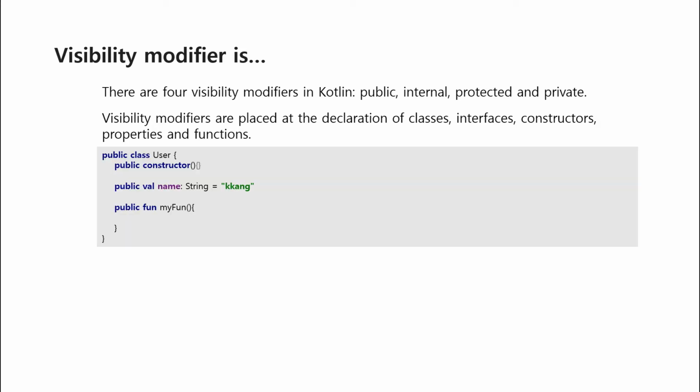In this sample code, at each declaration, we have the public modifier. Actually, in Kotlin, the default visibility modifier is public. So if we don't define a modifier, it becomes public.